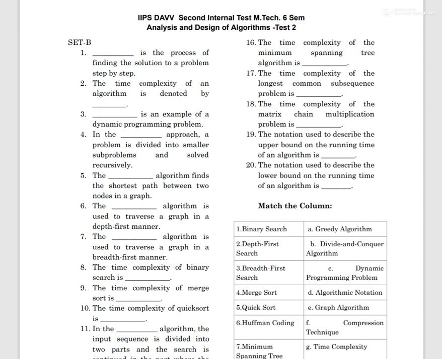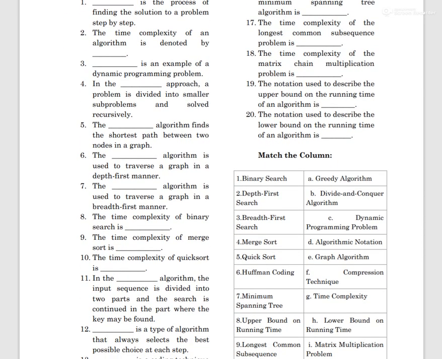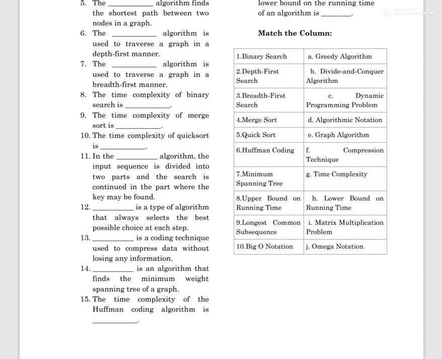Question number 11. In the dash algorithm, the input sequence is divided into two parts and the search is continued in the part where the key may be found. As we know by the name or the description of the algorithm, dividing a problem into two parts, that is dividing a problem into binary parts and searching for an element, it is similar to the binary search algorithm. So here the correct answer is binary search.